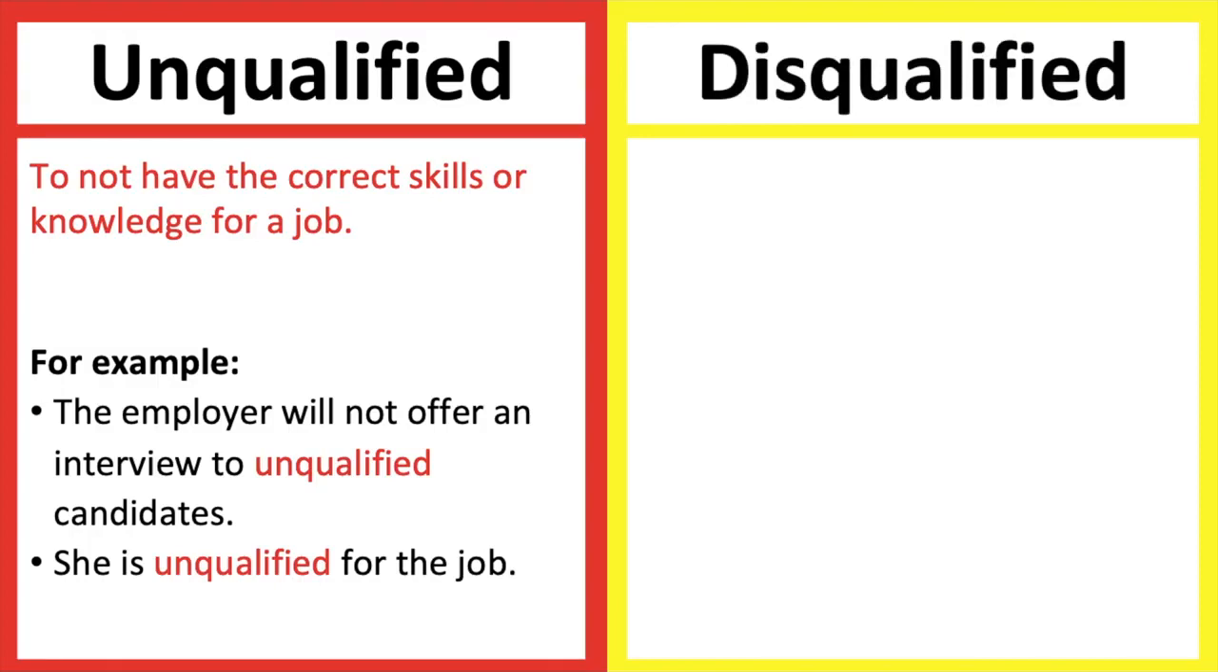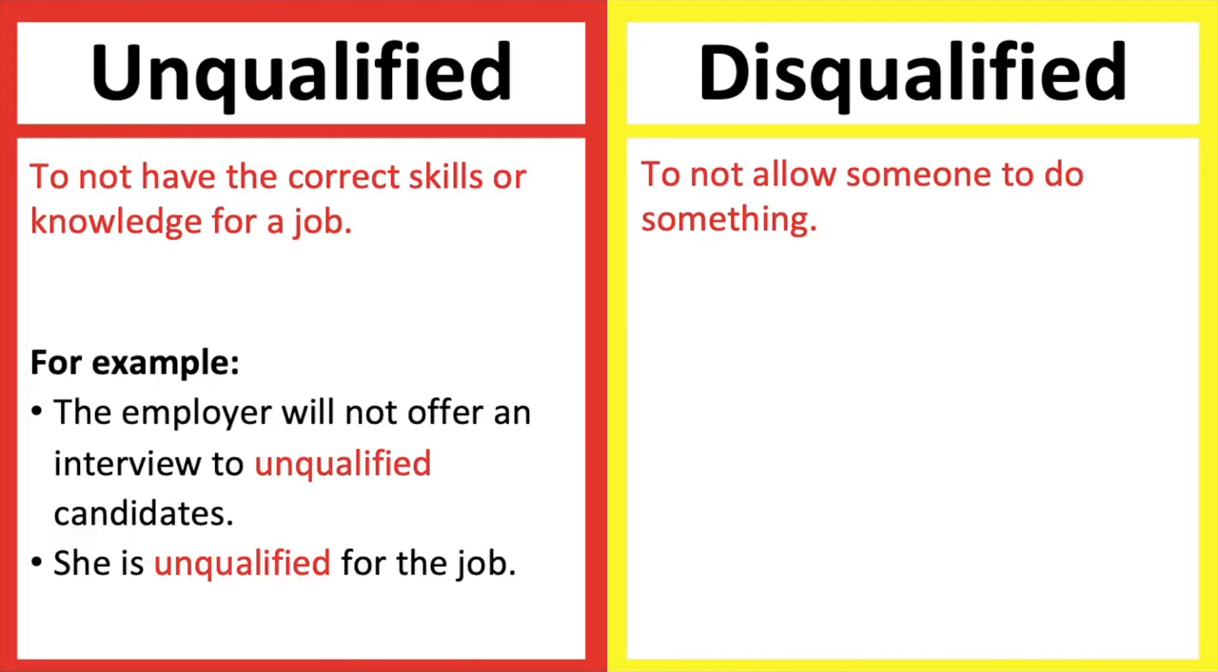Disqualified. Notice that the word disqualified begins with the prefix dis, which means not. Therefore, if the verb qualify means to allow someone to do something, then the word disqualified means to not allow someone to do something. The reason for this is usually an offense.